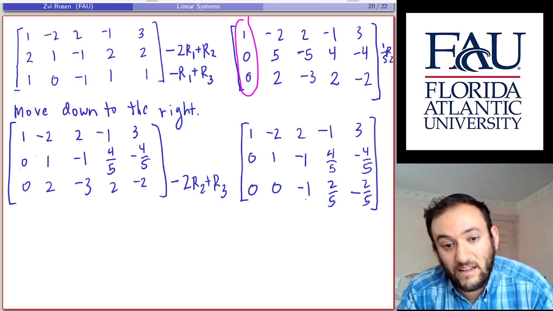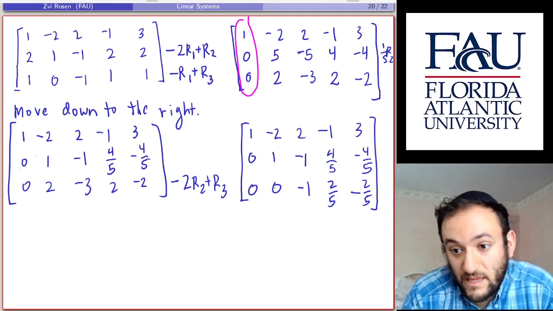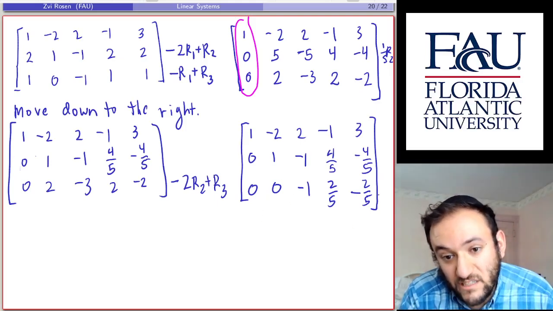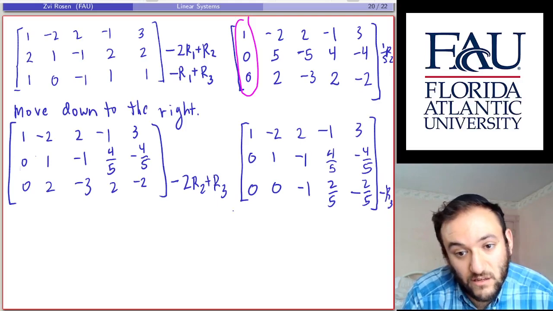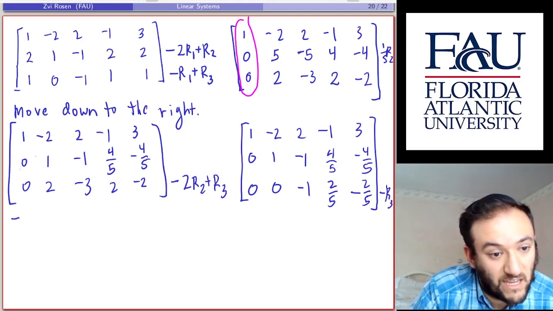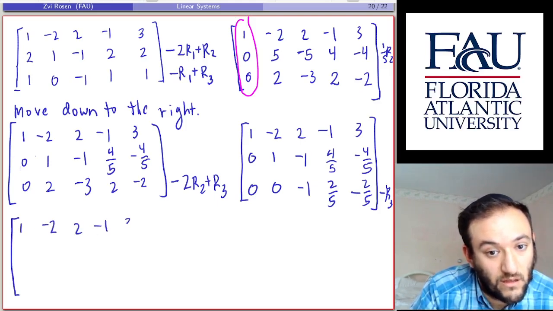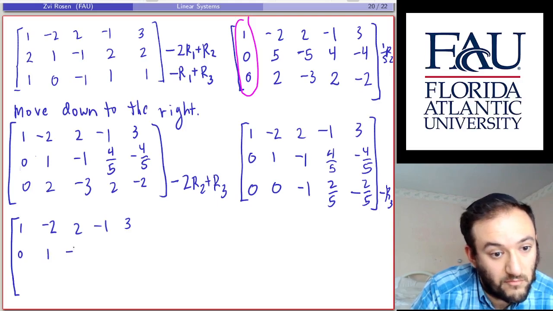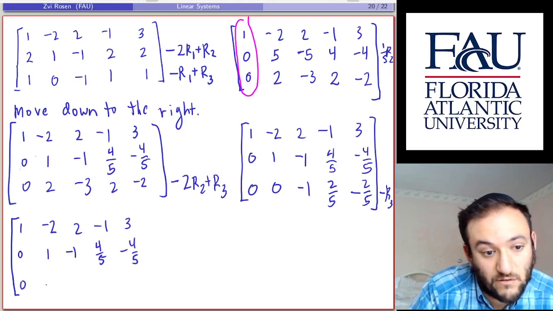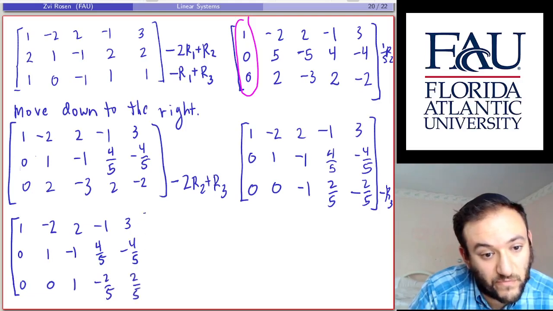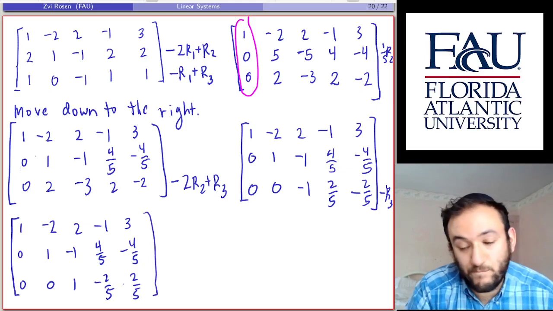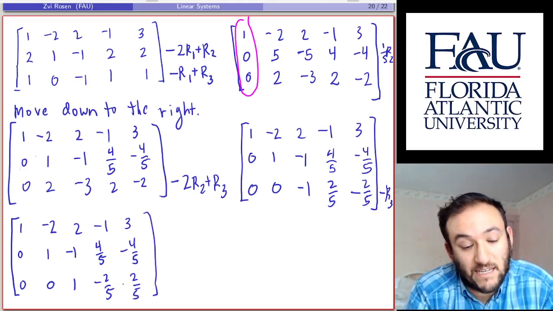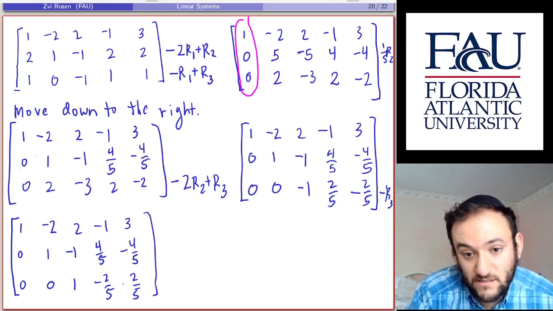Okay, and now to do the final step of the Gaussian elimination, I need the last row to have a leading 1, so I just take the minus of it. So we have minus r3, and we obtain 1, minus 2, 2, minus 1, 3, 0, 1, minus 1, 4/5, minus 4/5, 0, 0, 1, minus 2/5, 2/5.